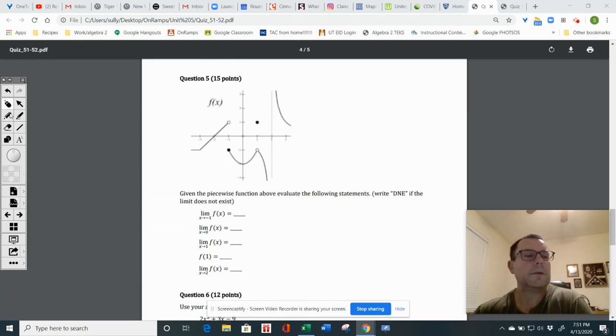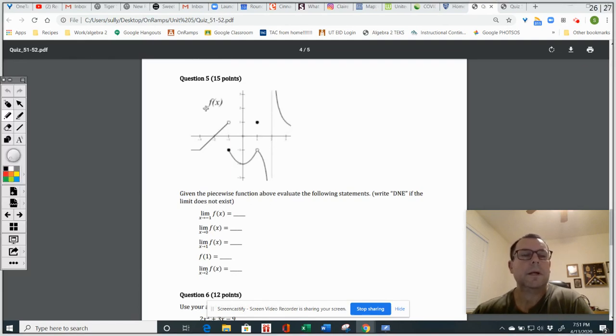All right, so some limit stuff. Given the piecewise function above, evaluate the following statements. Write D and E if the limit does not exist. First off, we have the limit of f of x as x approaches -1. I just want to refresh your memory.